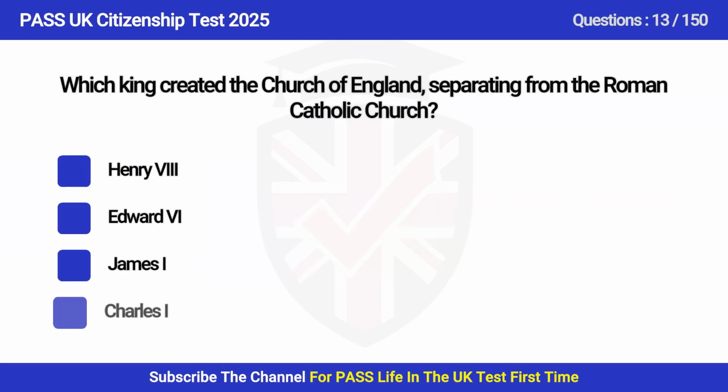Question 13. Which king led the Church of England in separating from the Roman Catholic Church? A. Henry VIII, B. Edward VI, C. James I, D. Charles I.